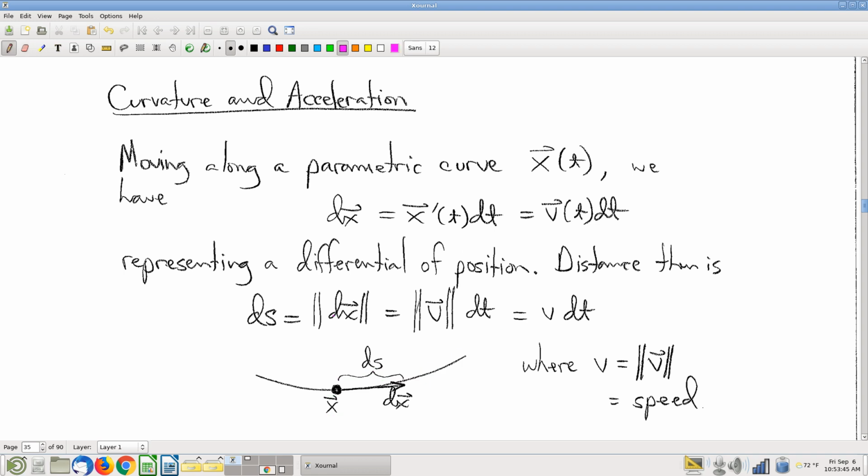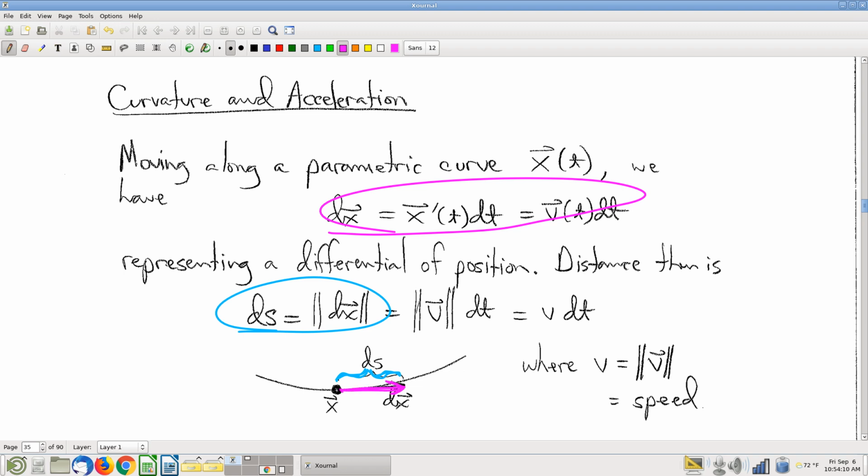All right, next thing is let's talk about ds. What does ds mean? ds just represents the magnitude of that dx vector. ds represents the length of the dx vector.